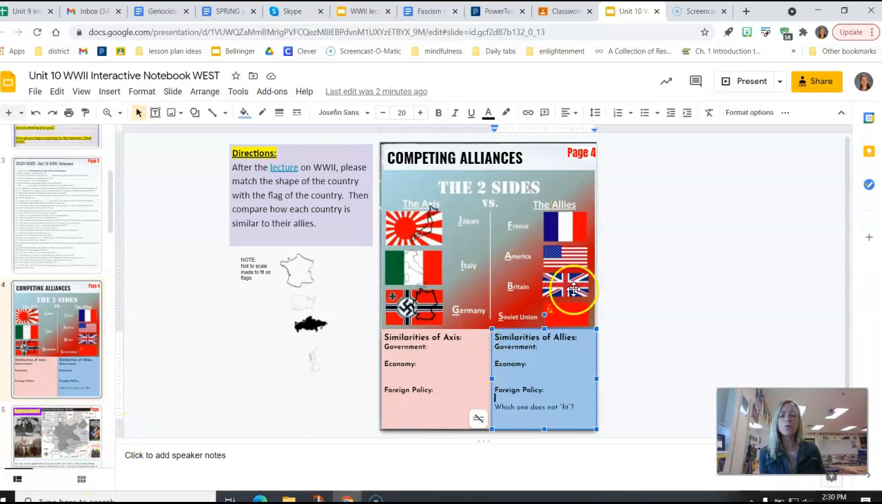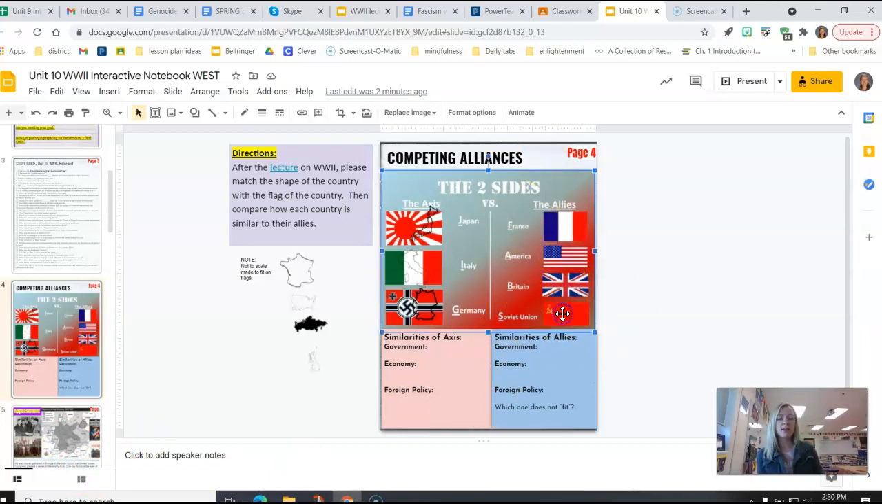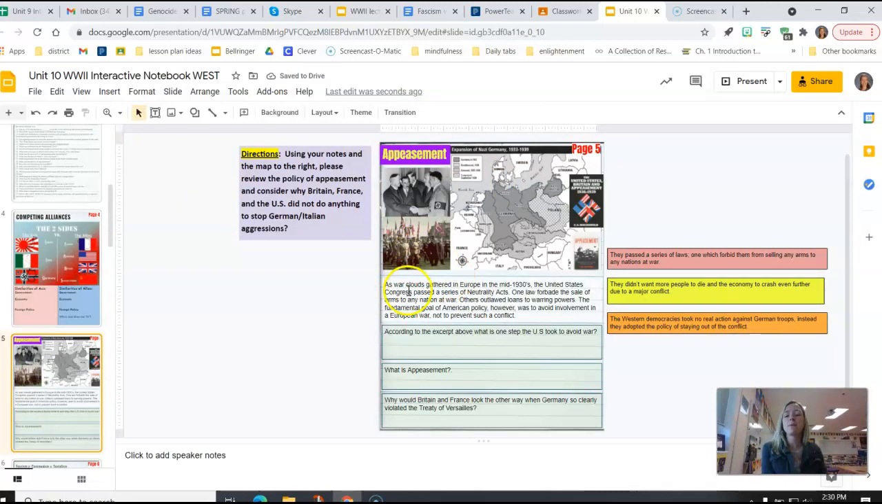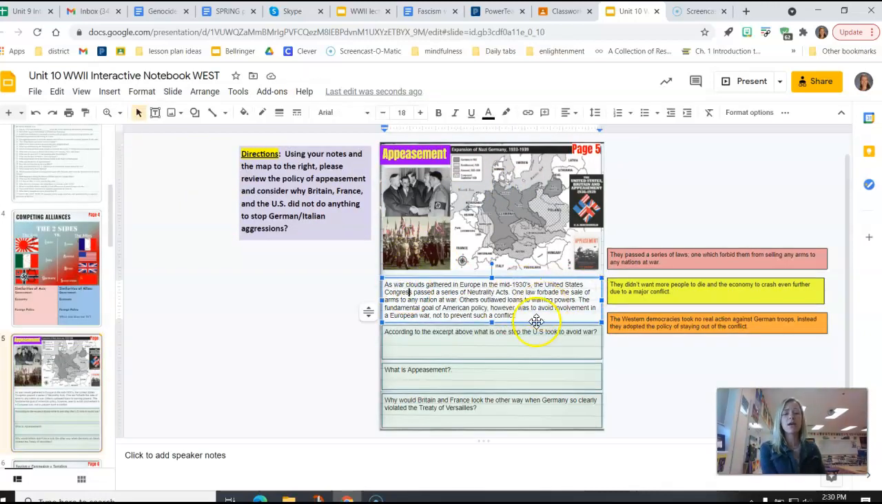All right, which one of these does not really fit from this partnership? And you can see obviously the Soviet Union is kind of like the which of these things is not like the other. Okay, so once you're done with that, you'll drag and drop these over onto the slide. Okay, slide 5 is all about appeasement. Please read right here about the United States actions to try to stay out of the war.